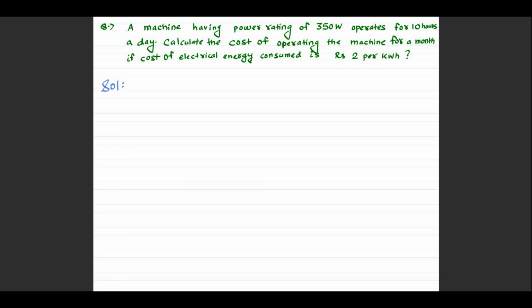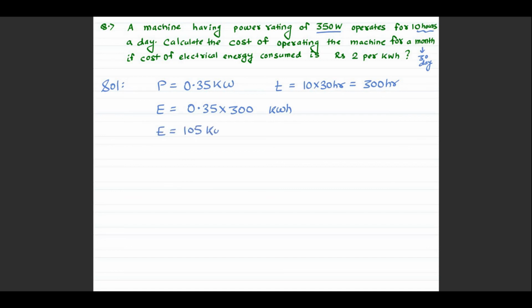Let's take this question then. Okay. Now in this question the power is 350 watts. So can I say in kilowatt it will be 0.35 kilowatt. Time I have to keep in hours. Per day it is 10 hours. For a month, let's consider it's a 30-day month. So for a month it will be 10 into 30 hours. So this will be 300 hours. So energy consumed in commercial units will be 0.35 into 300 kilowatt hour. This will be 105 kilowatt hour.